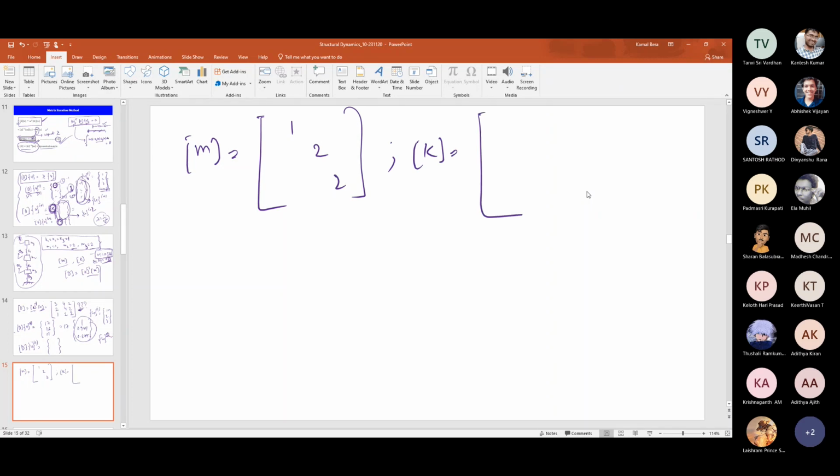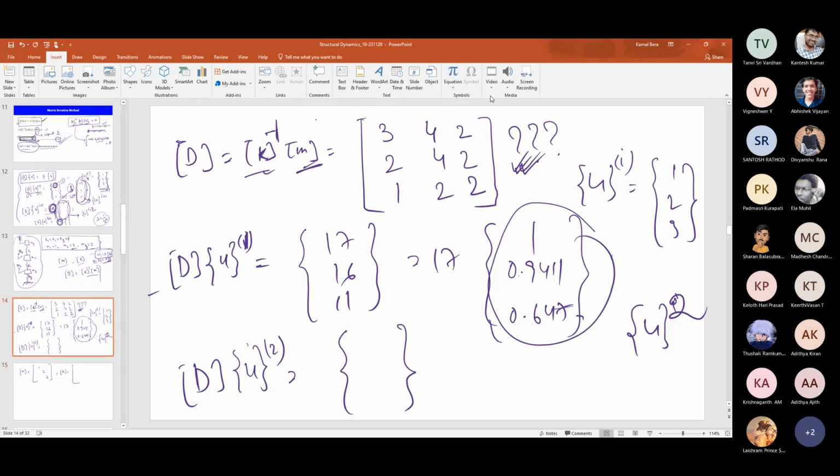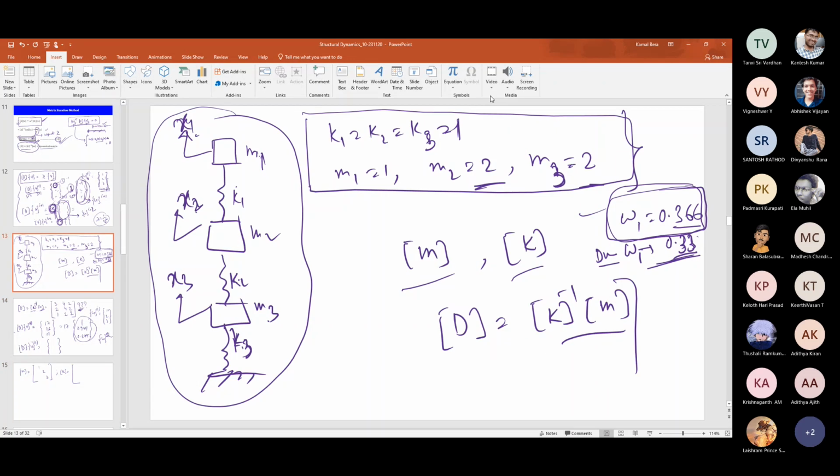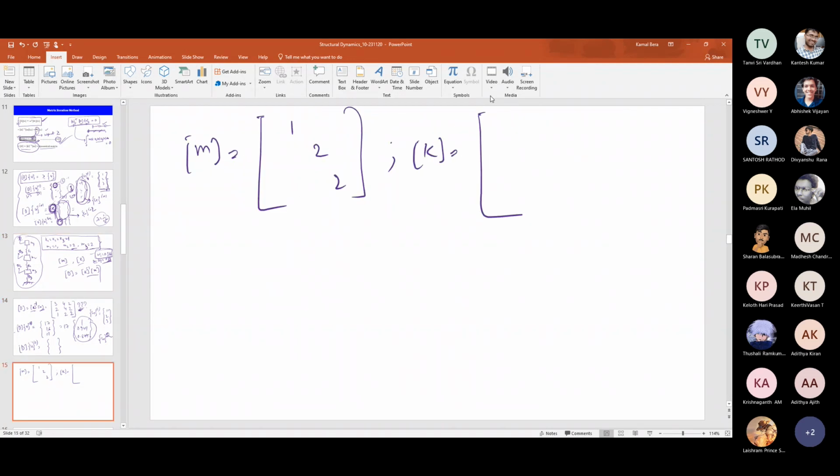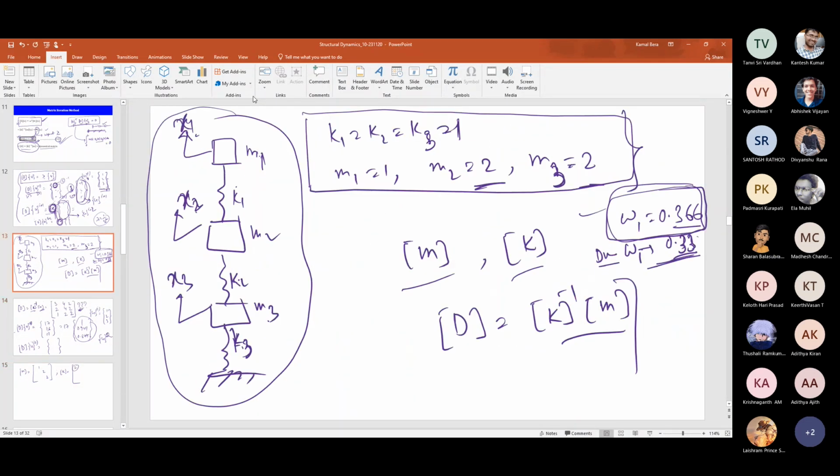2 minus 1 0. 2. Yes, sir. No, sir, it will be 1 minus 1 0, sir. Who is saying it? How is it 2? Where is the 2 coming from? What are your degrees of freedom? You tell me, how are you choosing the degrees of freedom? X1, X2, X3 or X1, X2? Which way are you assigning? That depends, right?